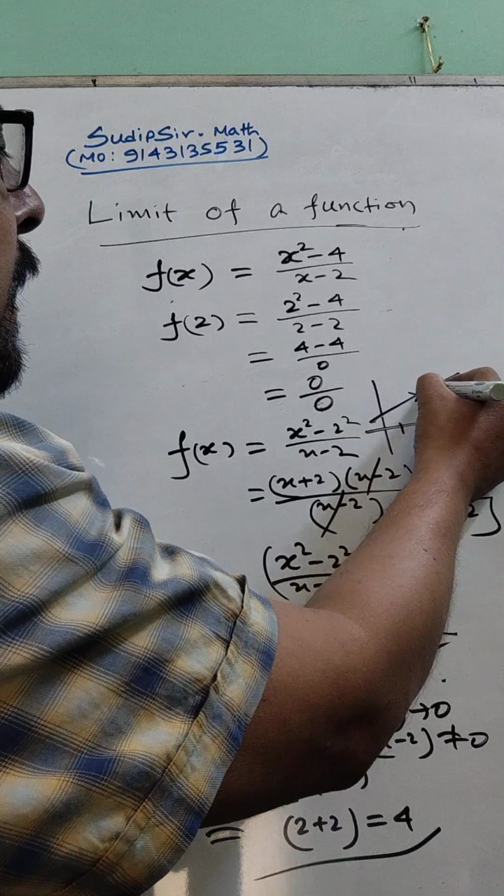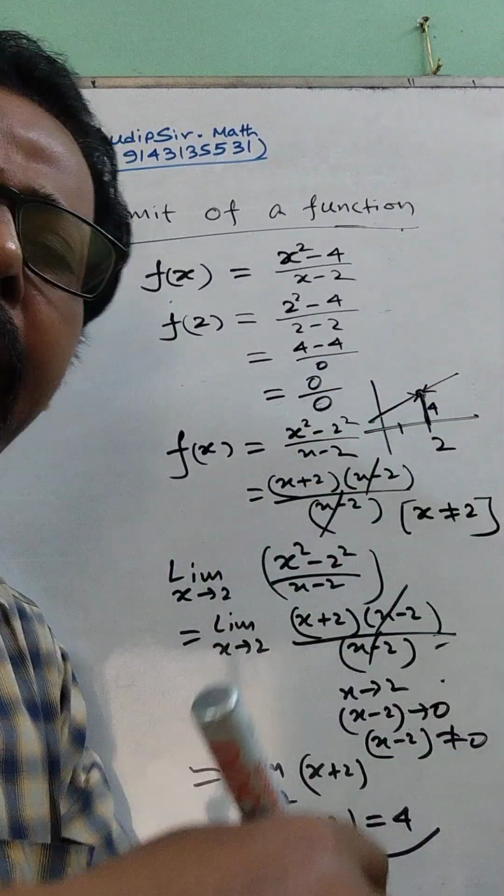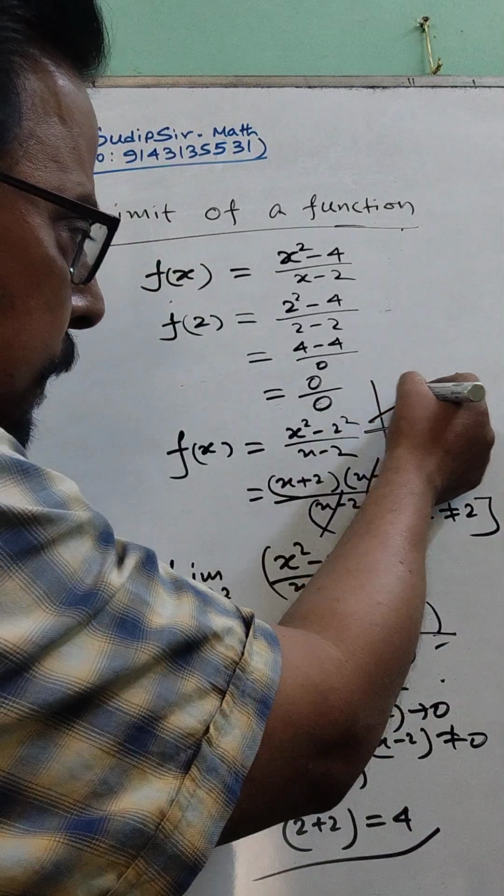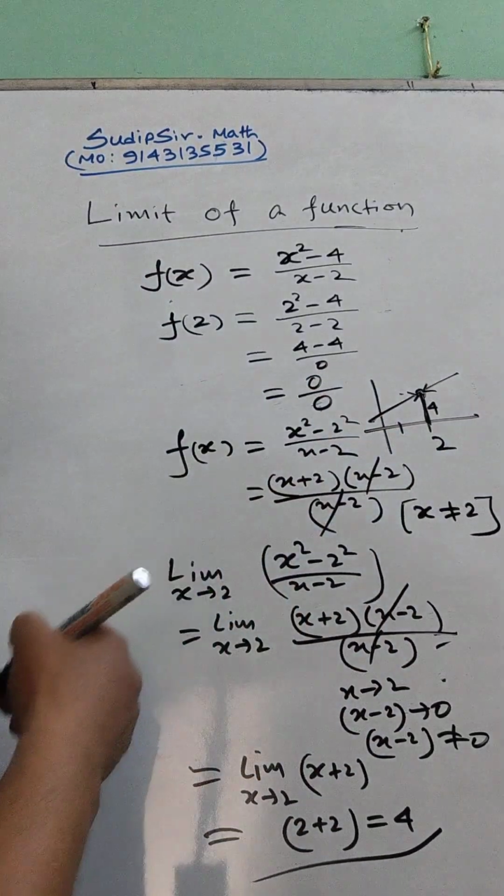But it must be that the left hand limit and right hand limit are equal. This is the left hand approach.